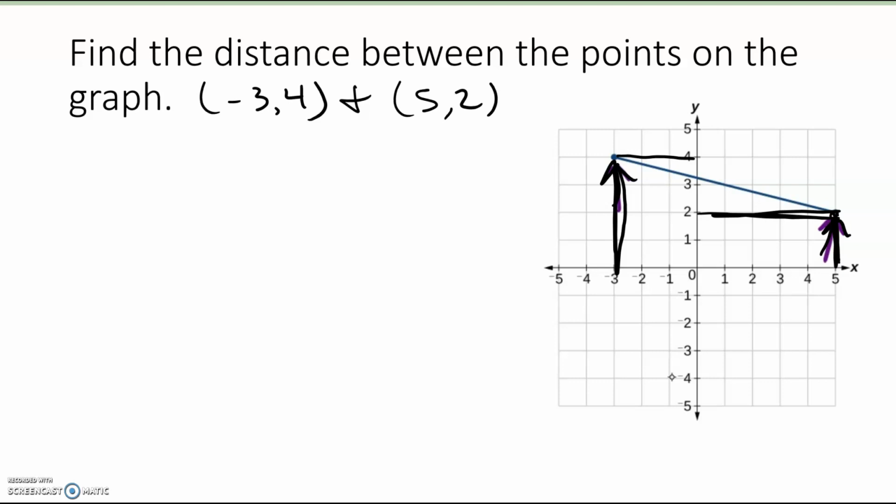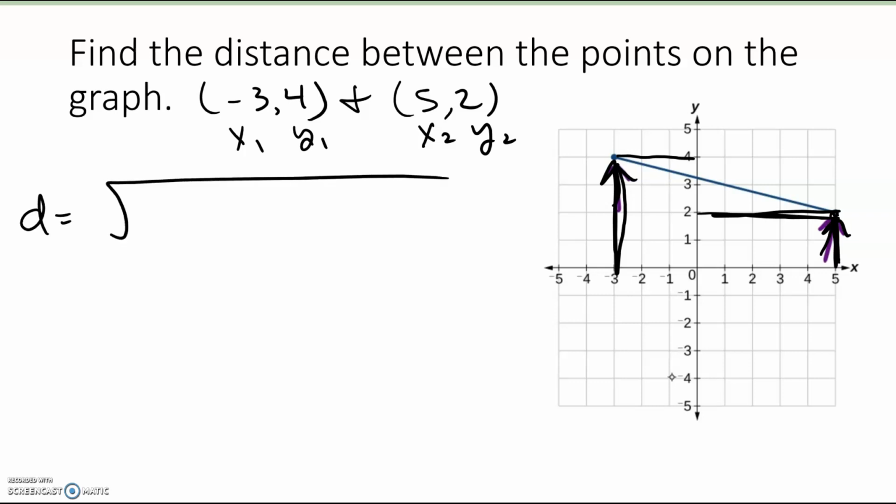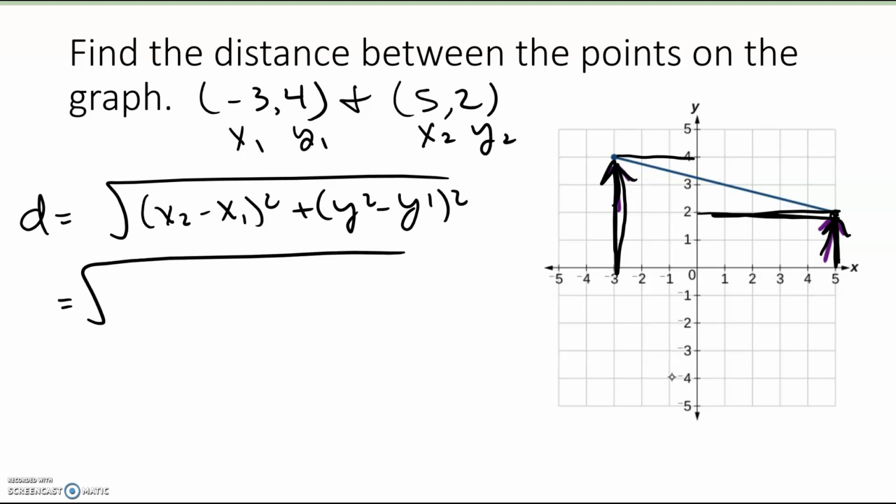Okay, again, it does not matter what I label these ordered pairs, because even if I switch them, they're going to come out to the same answer. So I'm just going to say this is x sub 1, y sub 1, x sub 2, y sub 2. Okay, so let's plug that into our distance formula. So we got x sub 2 minus x sub 1, that's squared, plus y sub 2 minus y sub 1, that's squared.